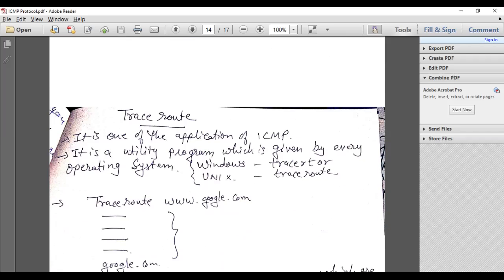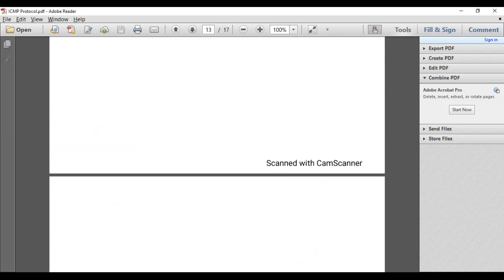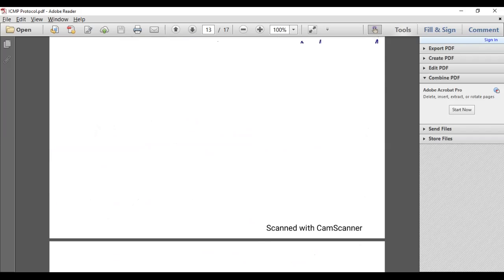And that means that at the source you are having, that means you can find out the time at the destination, and the destination can find out the time at the source, and they can synchronize the time.